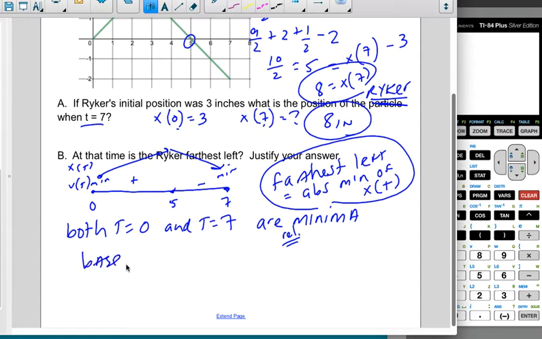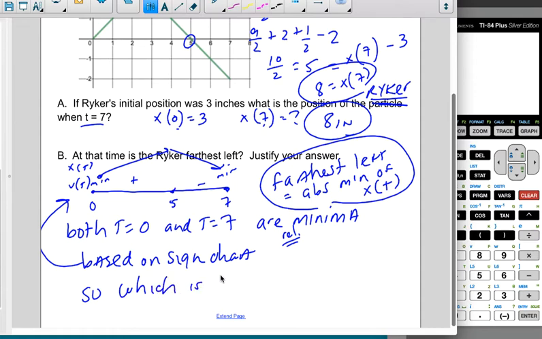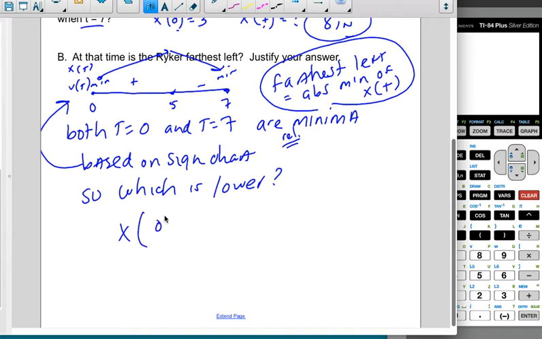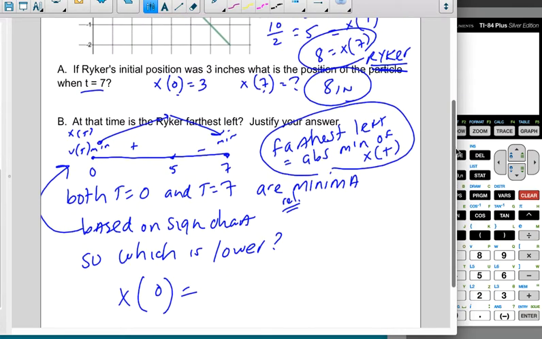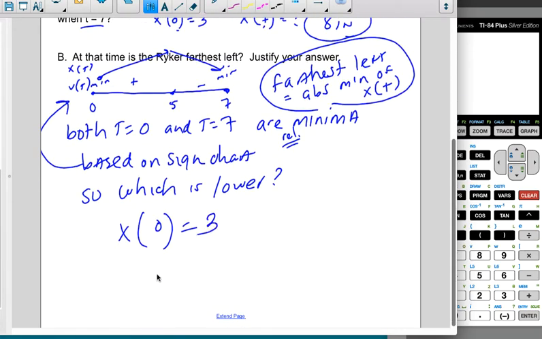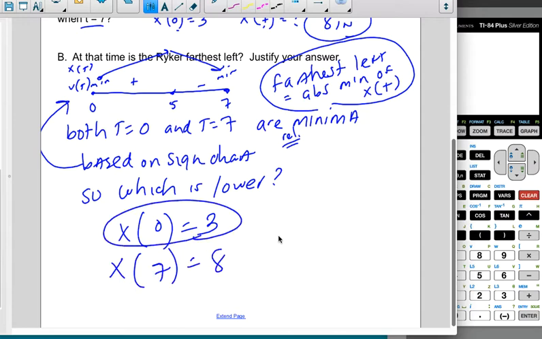And I can even just say based on the sign chart that I gave you. So based on this sign chart, which is lower? Well, conveniently, because of part A, we already know the values. We know that x of 0 was given to be a 3. We know that x of 7 is an 8. Since this is lower, 3 is less than 8, at t equals 0, he's the farthest left.